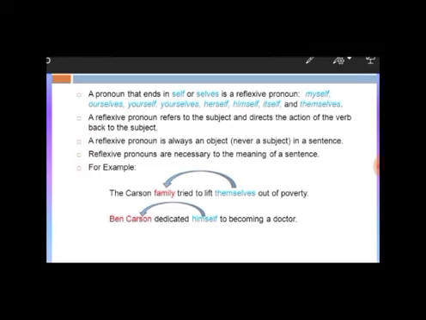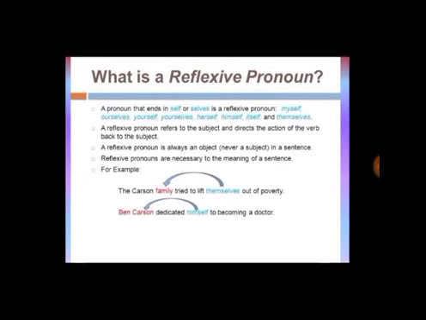Now for example, there are two sentences given, you can see them. The Carson family tried to lift themselves out of poverty. Ben Carson dedicated himself to becoming a doctor. Here, if you see, the word themselves is referring back to the family, and that is why it is the reflexive pronoun. In the second sentence, the word himself is referring back to Ben Carson. That is why it is the reflexive pronoun. Now let us move further, children.